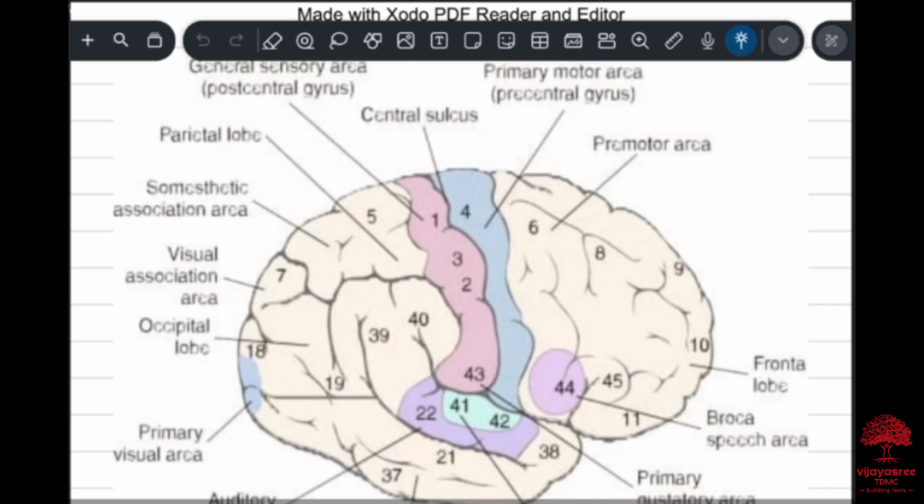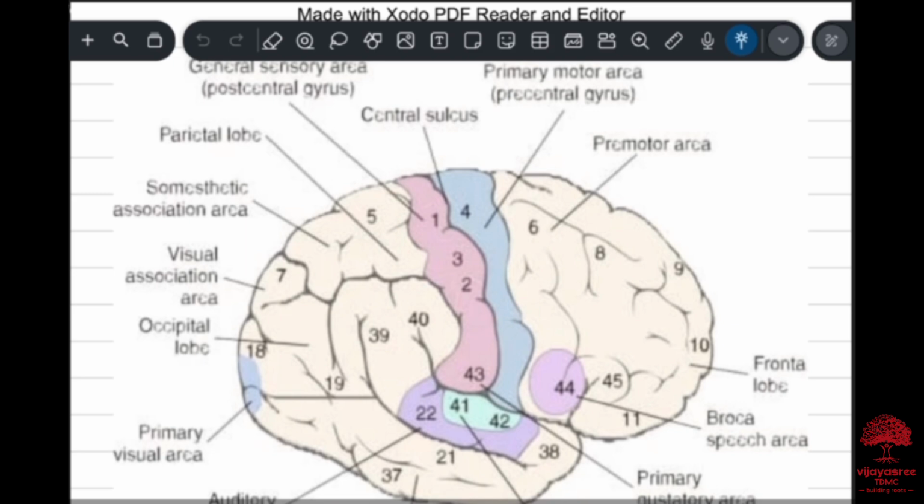And this is the postcentral gyrus, that is the area 3, 1 and 2. This forms the primary somatosensory cortex. Here the function is touch, pain, temperature, pressure and proprioception.